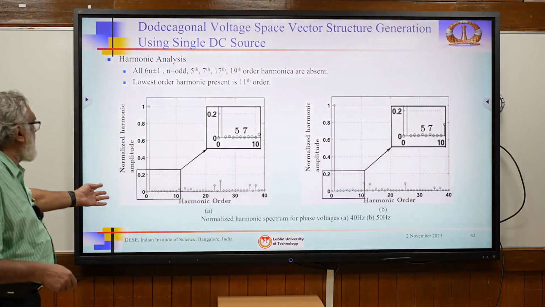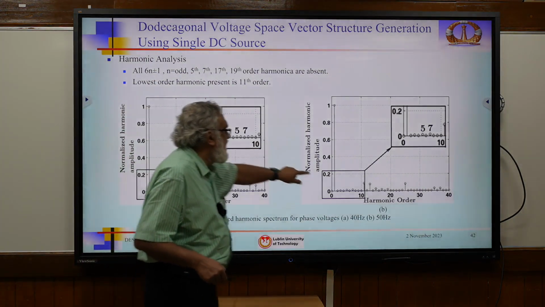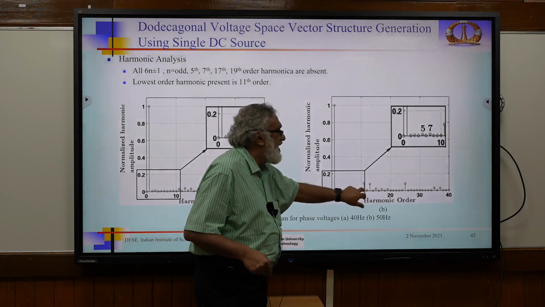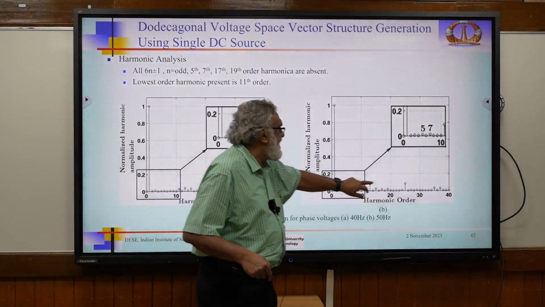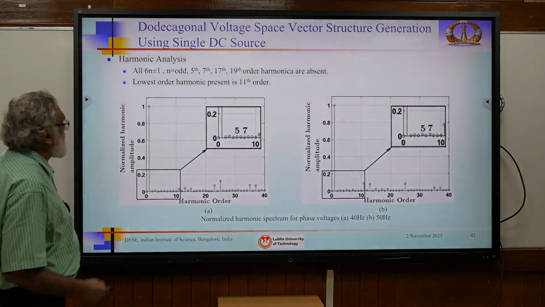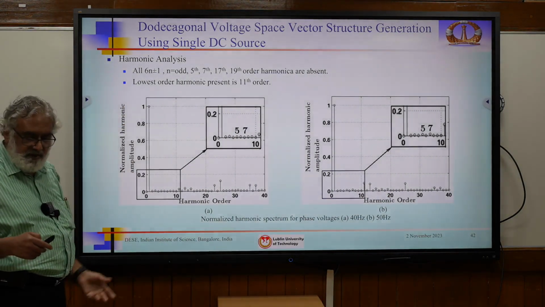See, this is here from the experimental result. So 5th and 7th are absent here. Here, see here, the 5th and 7th are not there, and the next harmonics happen at 11 and 13. That way it goes. That's the idea here. See, 6n plus or minus 1, n odd, all the 5th and 7th harmonics are absent when you have a 12-sided polygon.